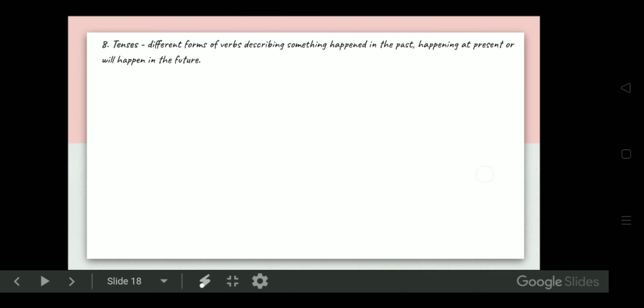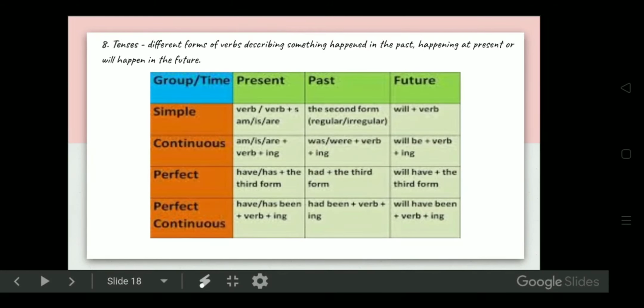Okay, and last but not least are the tenses, which I think also is a little bit tricky to master. Okay, so what are tenses? They are different forms of verbs. So they describe when something happened. So is it in the past, is it happening in the present, or is it going to happen in the future? Okay, so here are the basic tenses.